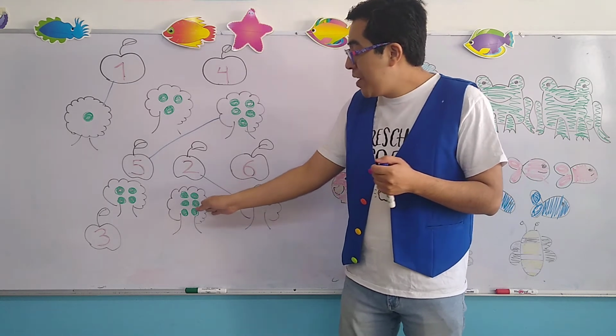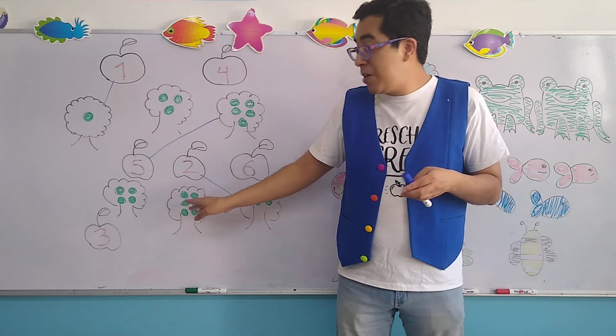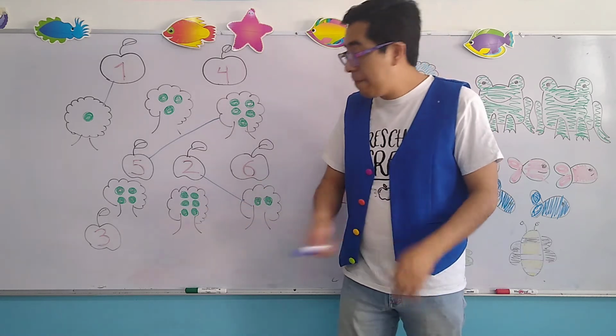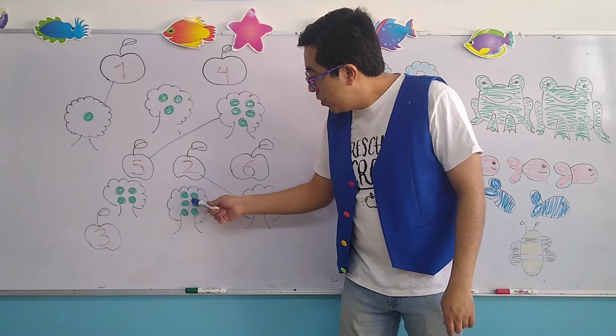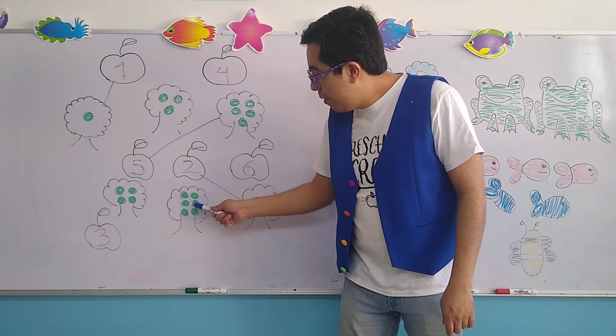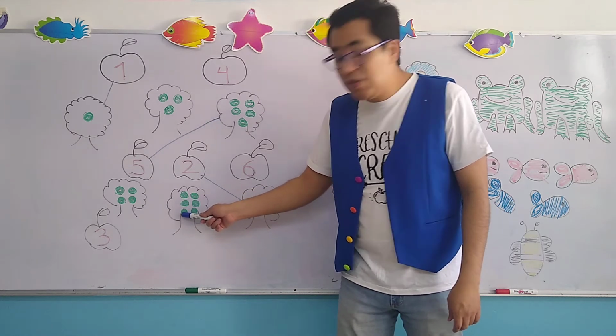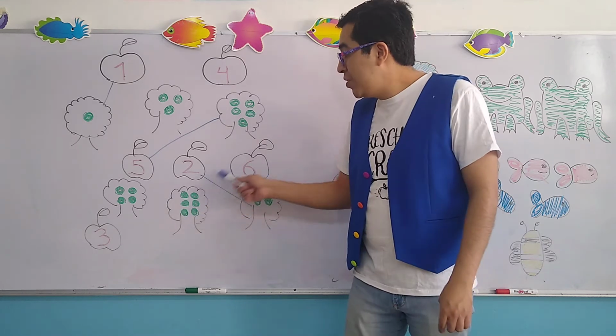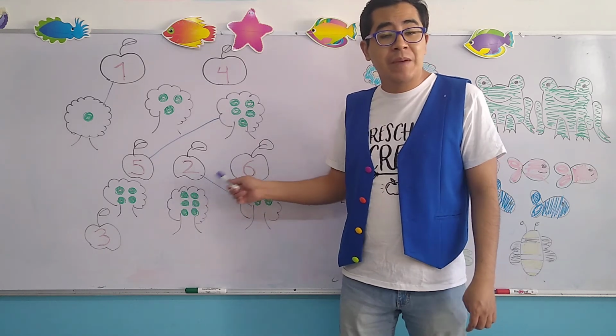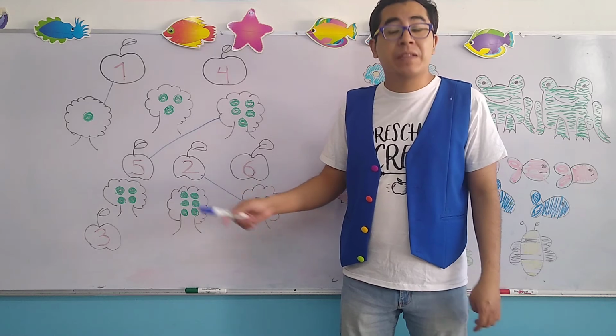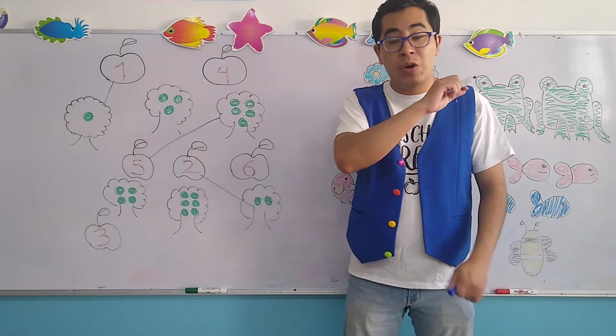So here we have several dots, okay, varios puntitos. Let's count them. 1, 2, 3, 4, 5, and 6. So, is it the same quantity? ¿Es la misma cantidad? Yes, it is. So, let's join it.